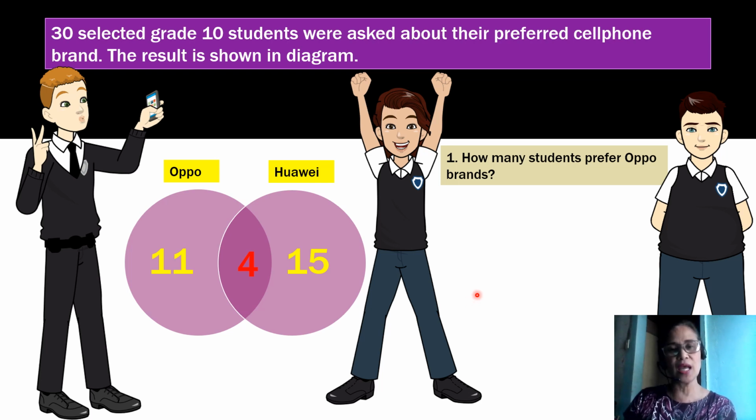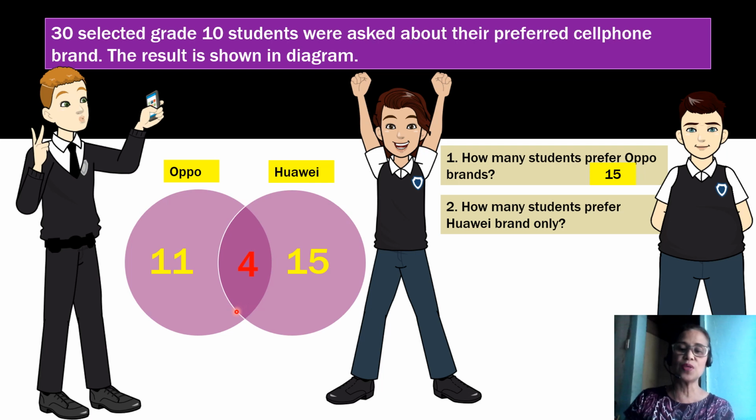Sometimes there's a common mistake that students will answer 11. But the real answer is 15. Remember that the intersection part, 4, there are also 4 students who prefer Oppo brand, aside from this 11. So you have to add 11 plus 4, so there are 15 students. Let's have the second question. How many students prefer Huawei brand only?